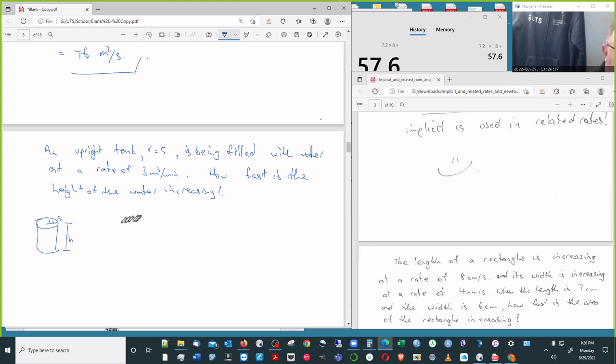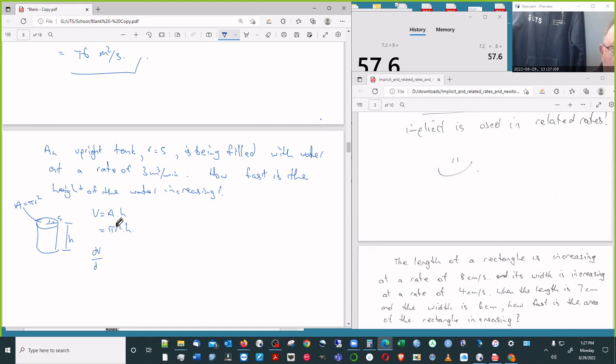So what's the volume? An area is pi r squared, and a volume is equal to the area times the height. So that's pi r squared times h. Okay, so if we were to differentiate this, we would get dV/d what?